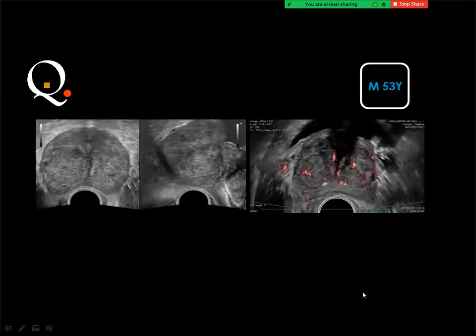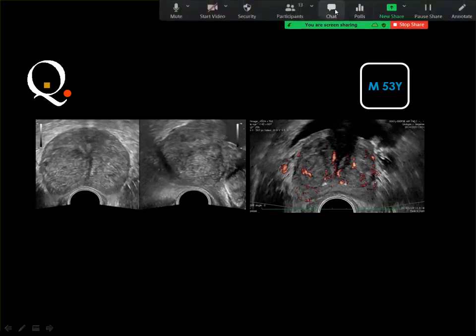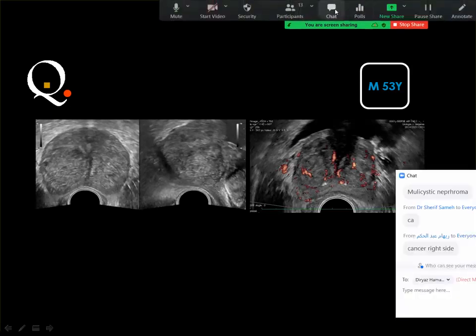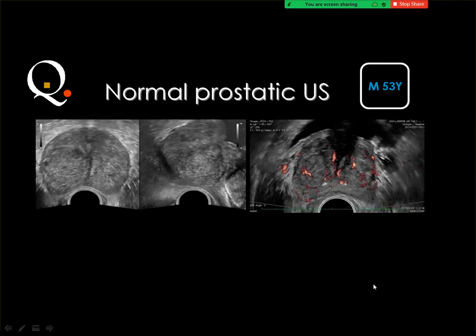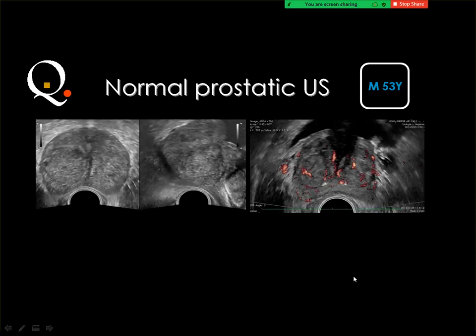Ultrasound and Doppler of the prostate in a male 53 years old. Prostatitis. Benign prostatic enlargement. Actually, this is normal. Normal ultrasound of the prostate. And ultrasound is a very good diagnostic modality in the testes, but it is not that good in the prostate.